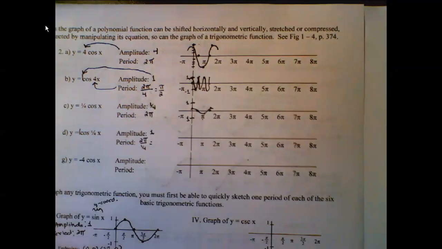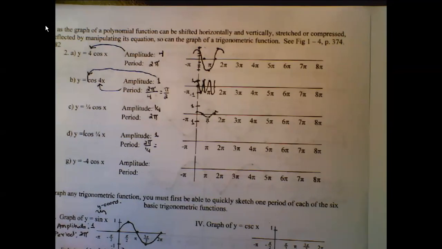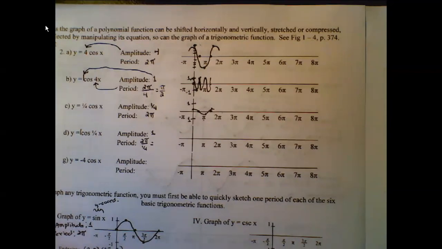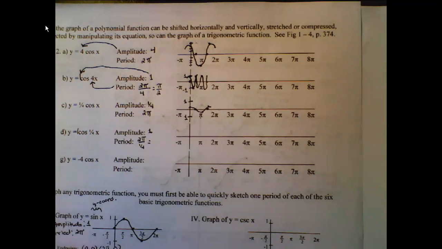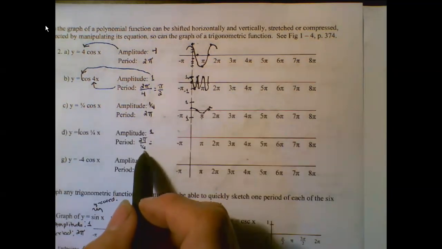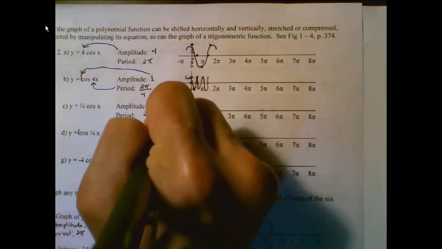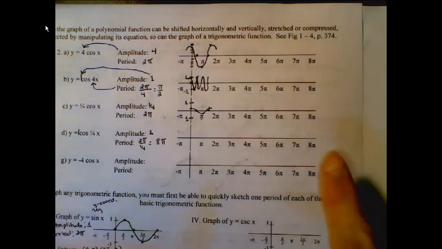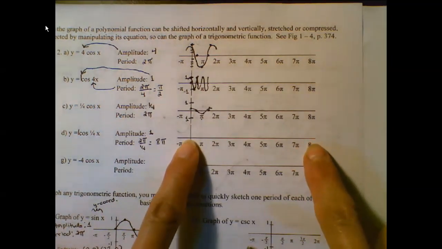And what is 2 pi divided by 1/4? And I'll love you forever if you don't have to pick up your calculator to answer that. 8 pi. Yeah, because dividing by 1/4 is the same as multiplying by 4. 2 pi times 4 is 8 pi. It's going to take all the way from here to here for this graph to do its whole thing.